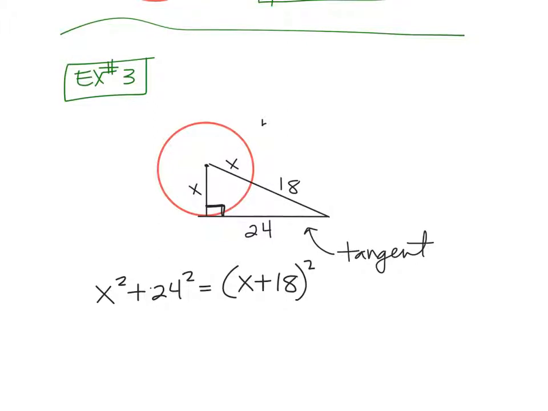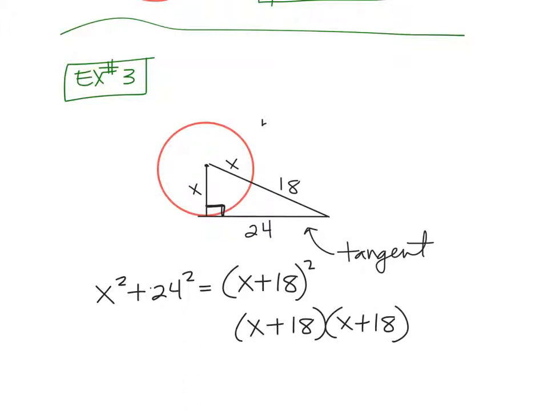Who said it? You FOIL, right? What people want to do is just distribute that squared and call it x squared plus 18 squared. That is wrong. Don't do that, okay? Instead, you're going to FOIL.